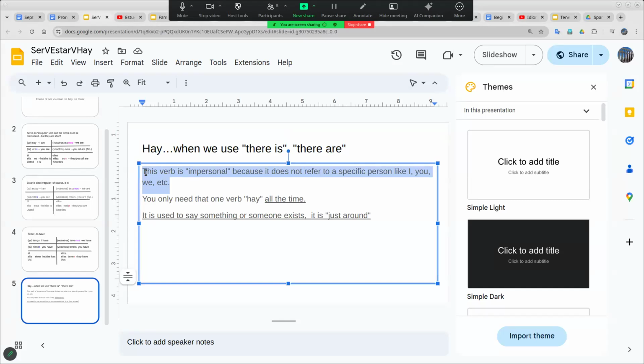And you use hay all the time. It never changes to those other different forms. And it is used to say that something just is out there. It's used to talk about existence. Okay. We're going to focus on those three.